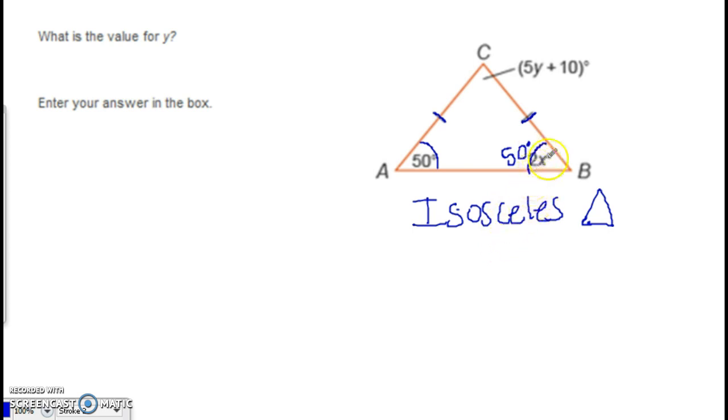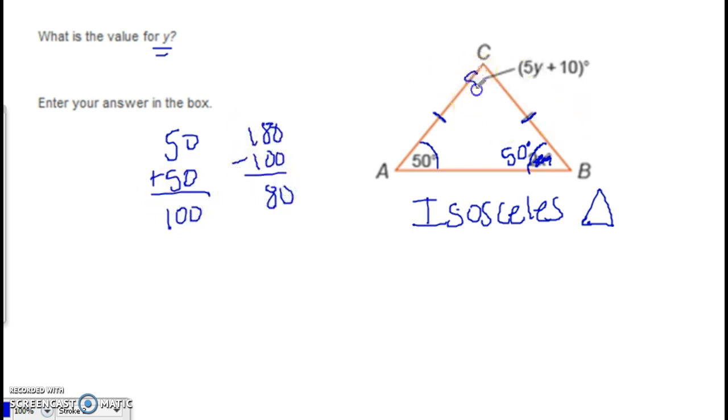The 2x is really just there to distract you. We don't want to use that at all because we're trying to solve for y. So that's a distractor. I'm going to mark out 2x. Okay, and now we need to solve for y. Remember, the sum of all the angles of a triangle adds up to 180. So we already know 50 and 50, so we could add those up and then subtract from 180 to figure out that this angle C has to equal 80 degrees. Okay, 80 degrees isn't our answer though.